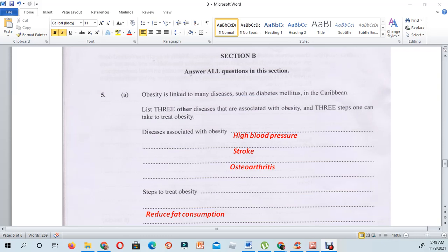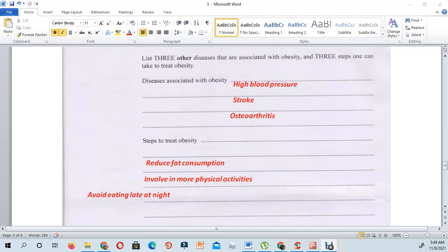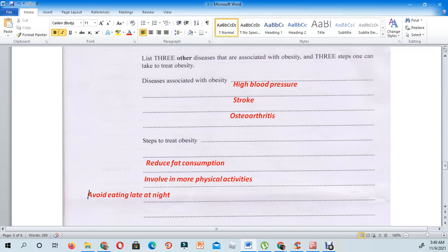So of course we have high blood pressure, we have stroke, and we have osteoarthritis. So those are 3 diseases that of course are associated with obesity, meaning that if you're obese, then of course you can develop any of those 3. Steps to treat it: reduce fat consumption, involve yourself in more physical activity, and of course you need to avoid eating late at night.